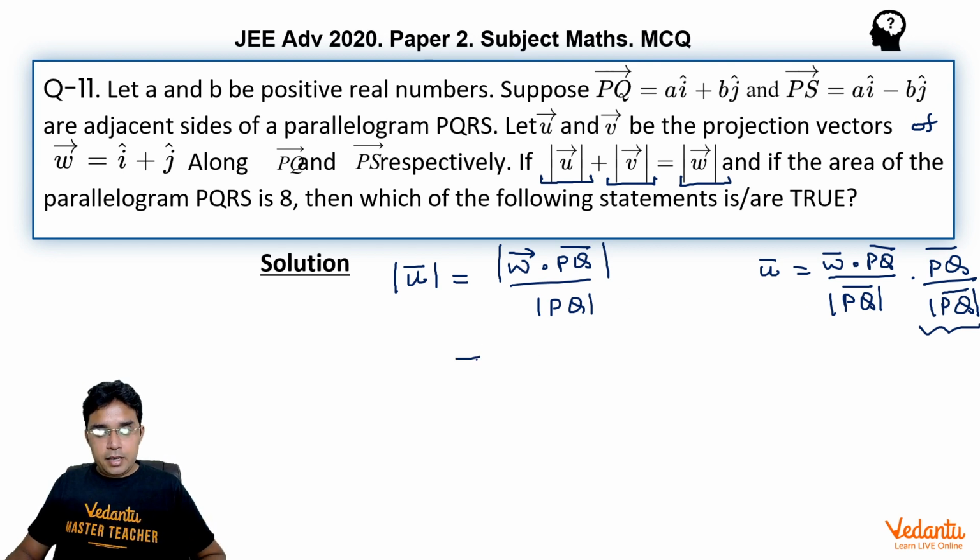So you can see that W dot PQ here would be A plus B, and A and B both are positive numbers. So I can write directly A plus B, and upon mod PQ is root over A square plus B square.